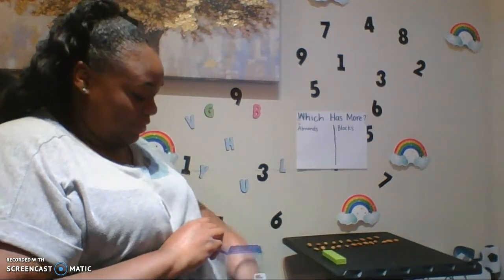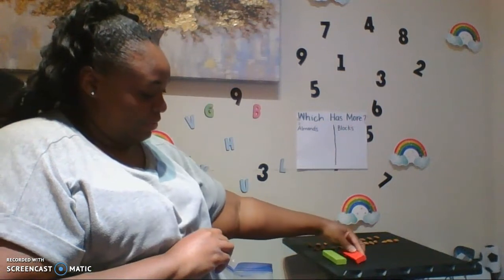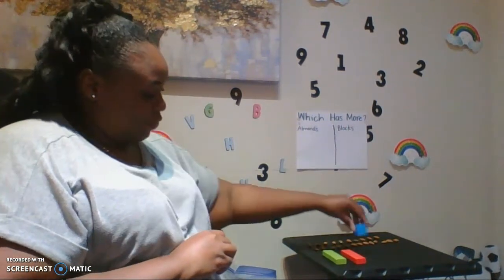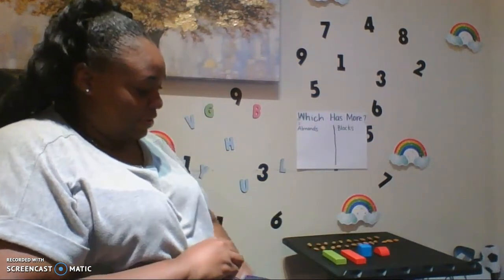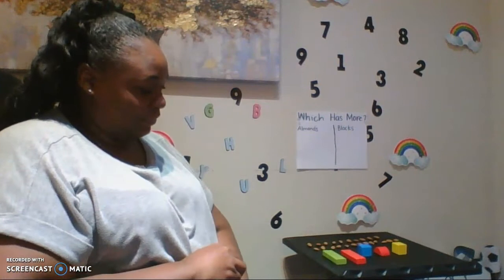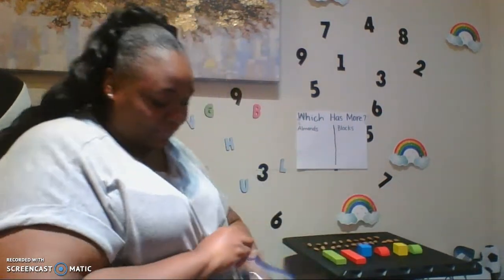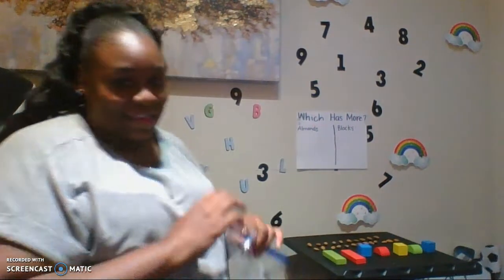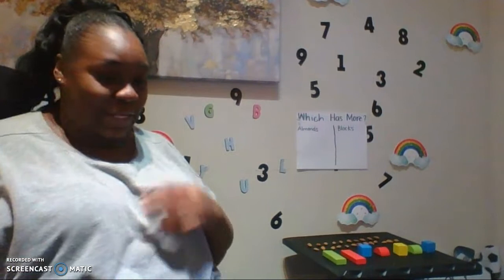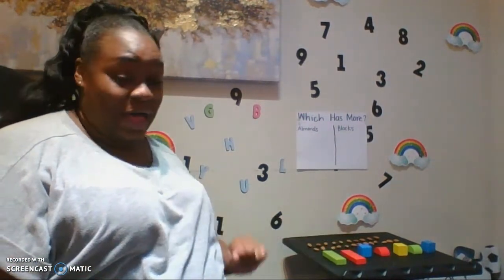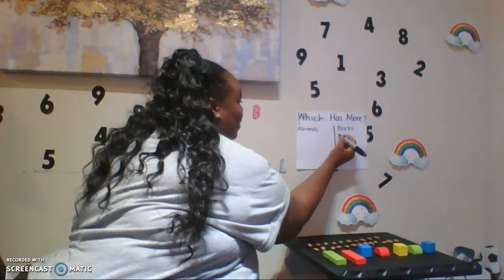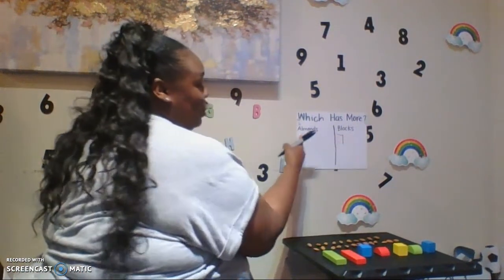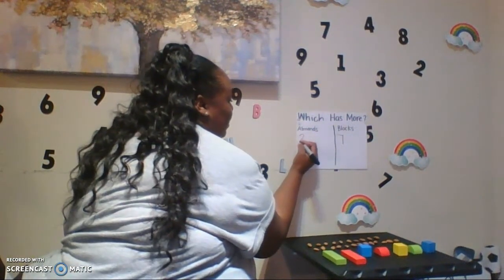1, 2, 3, 4, 5, 6, 7. So our block bag is empty. We had 7 blocks. So Miss Charles is going to write 7 for the blocks. And we had 23 almonds.